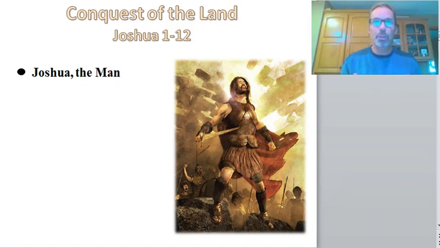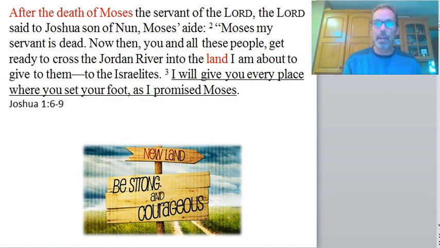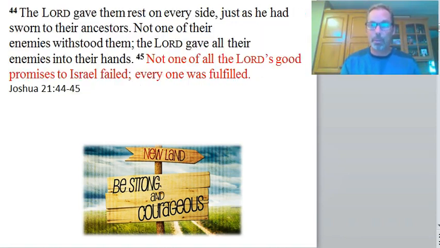So in this book, we're introduced to a new leader of the people of Israel, and that, of course, is Joshua. Here's the very first verse of the book. It says that after Moses had died, Moses is dead now, and Joshua becomes the new leader, and God says, I want you to get these people ready and lead them across the Jordan River into the land. There's the theme of the book again, about land that I'm going to give them. And then verse 3, I will give you every place where you set your foot, as I promised Moses. So this book is about God keeping his promise to give the land to the people.